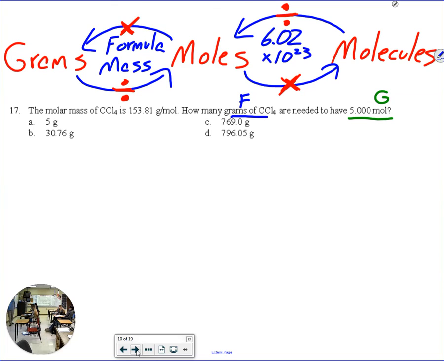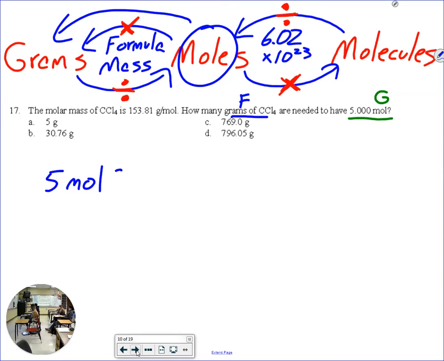Okay? So according to my roadmap, where am I starting from? I'm starting here at moles, and I'm trying to get to grams. So this time, what do I do to get there? I'm going to multiply by the molar mass. If I didn't have the roadmap, if I wanted to set this up using dimensional analysis, then I'd start off with 5 moles of CCl4. I'll put it over 1.